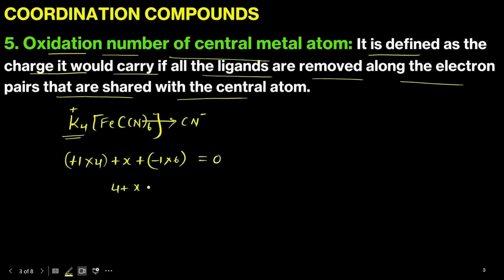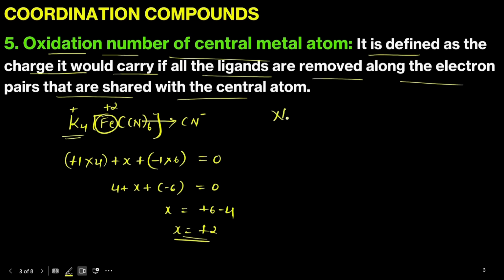4 plus X plus minus 6 is equal to 0. X is equal to plus 6 minus 4. Therefore, X is equal to plus 2. Okay. Therefore, the oxidation number of iron is plus 2. This is how you have to calculate the oxidation number of the central metal atom.